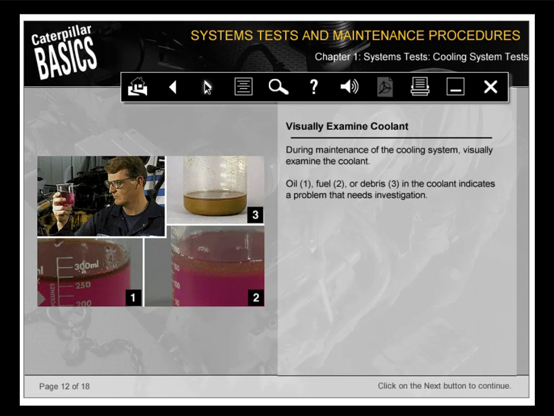During maintenance of the cooling system, visually examine the coolant. Oil in the coolant, shown in sample number 1, fuel in the coolant, as in number 2, or debris in the coolant, 3, indicates a problem that needs investigation.